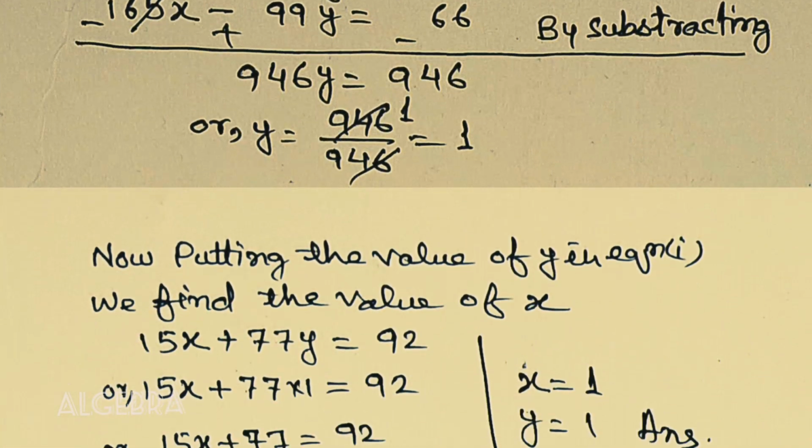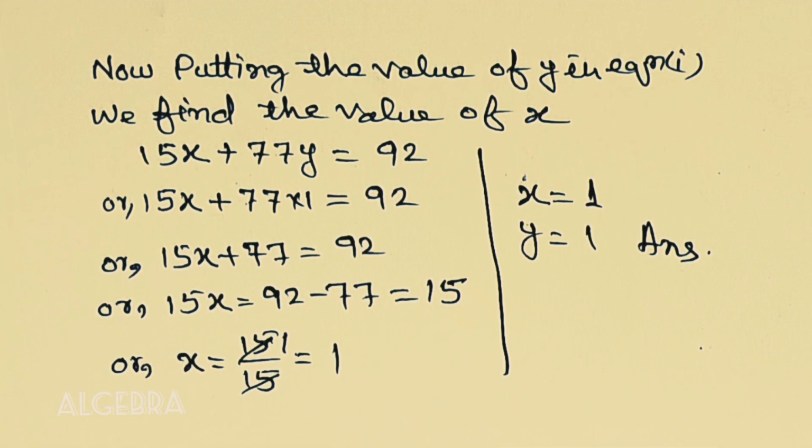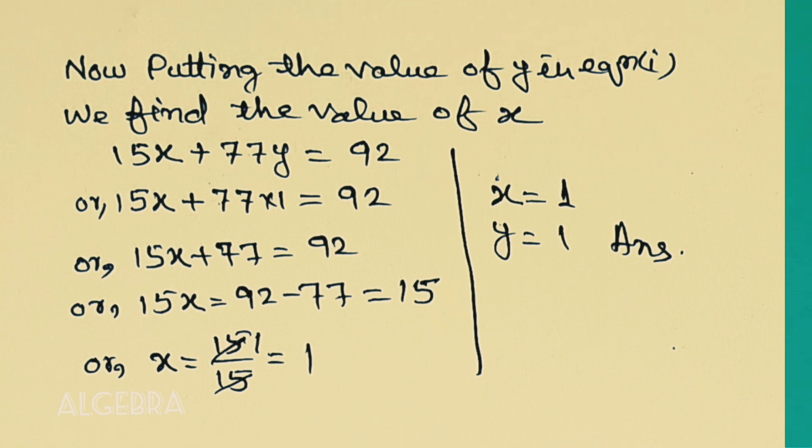Now putting the value of y in equation 1, we find the value of x. 15x + 77y = 92, or 15x + 77 into 1 = 92, or 15x + 77 = 92, or 15x = 92 - 77 = 15, or x = 15/15 = 1. So x = 1 and y = 1. Answer.